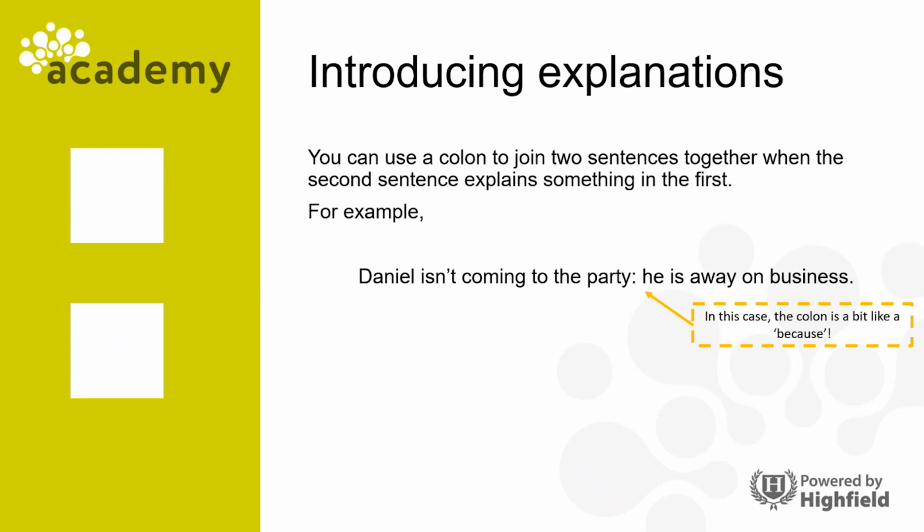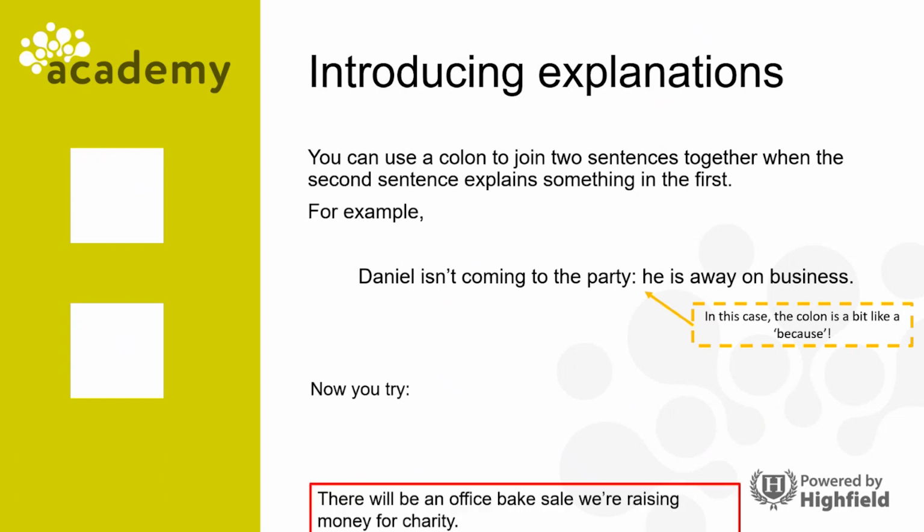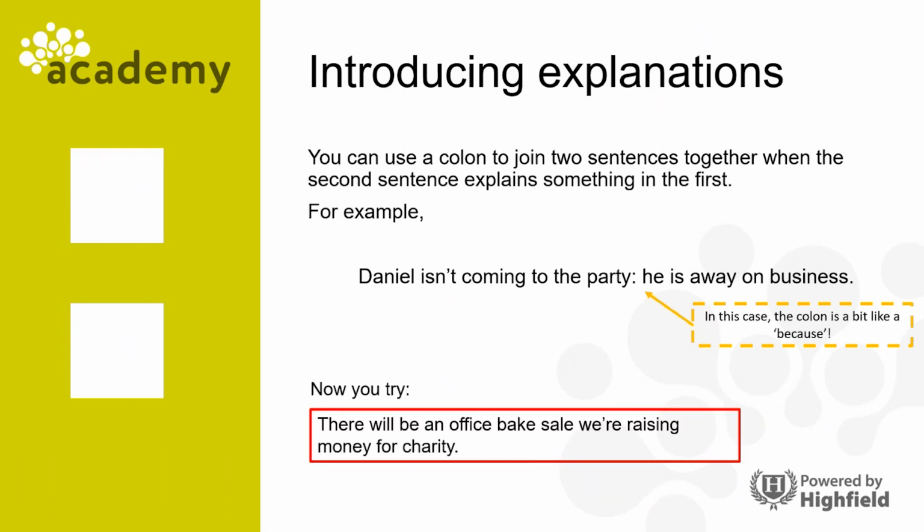Now let's see if you can add a colon in the correct place in the following sentence. There will be an office bake sale. We're raising money for charity. You can pause now to give you some time. Okay, let's see where the colon should go. There will be an office bake sale: we're raising money for charity. So you can see that there will be an office bake sale and we're raising money for charity would work as 2 independent sentences. Equally, these could easily be joined with a because or a colon, as the second sentence further explains the first.